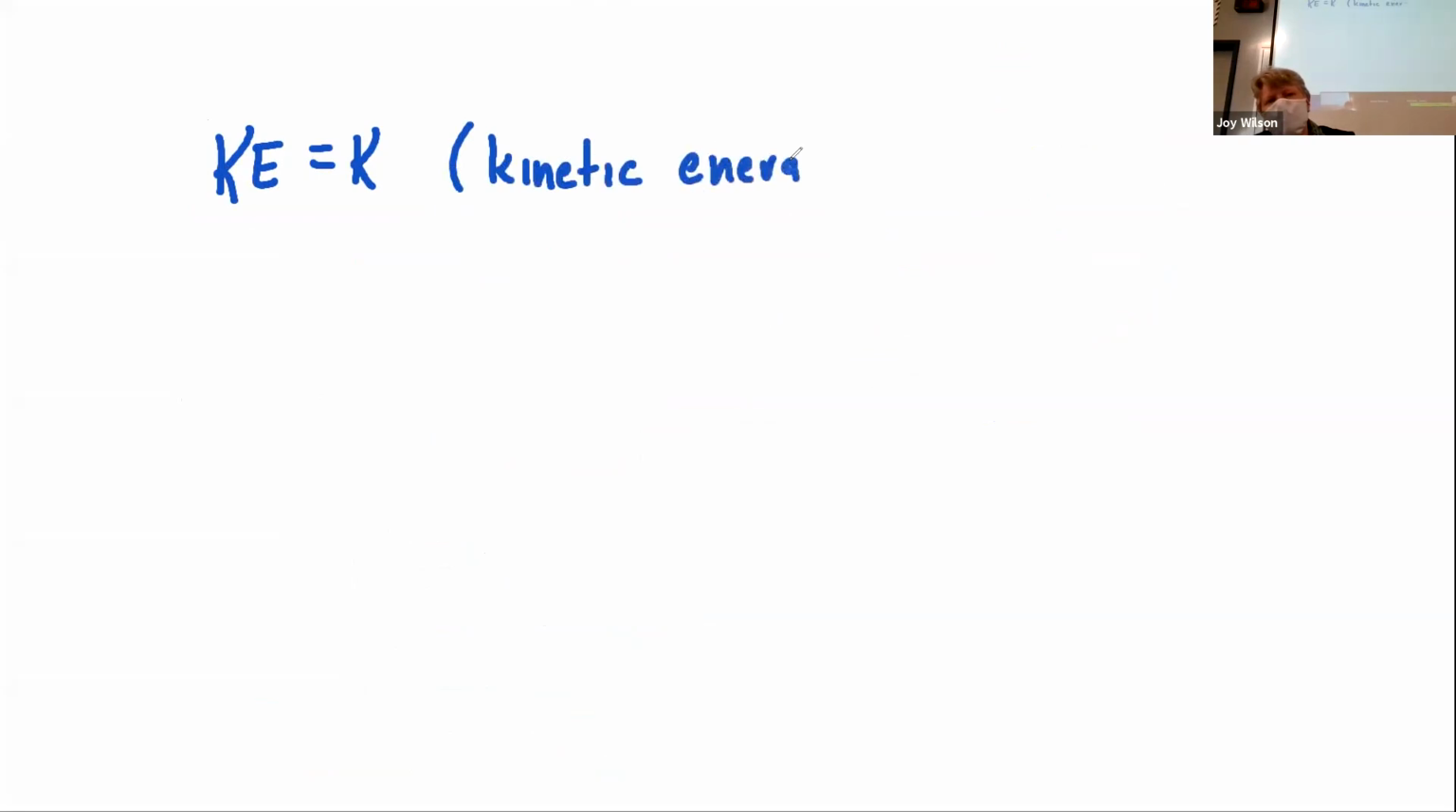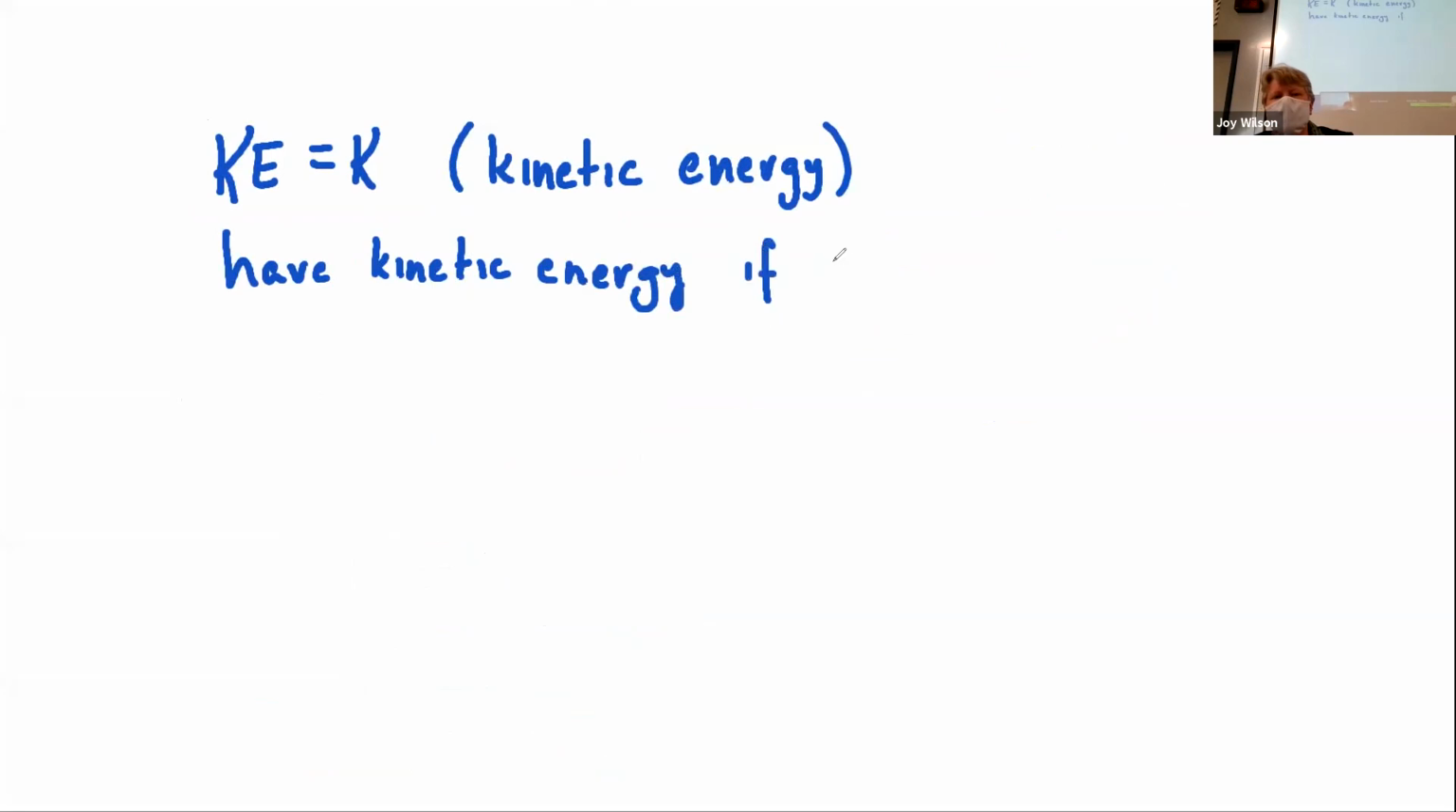All right, so on the whiteboard, kinetic energy, you will see it written as KE or just plain K. This is kinetic energy. You have kinetic energy if you're in motion, if the object is moving.